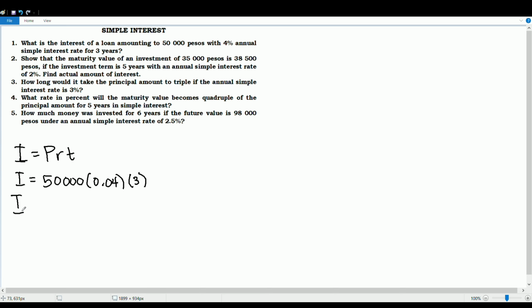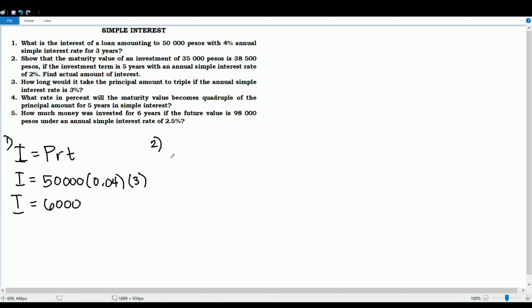Multiplying these numbers, using our calculator, we have 50,000 times 0.04 times 3. That is 6,000 pesos is the interest. That's the answer for item number 1. We're just looking for the amount of interest. Okay, so next, let's proceed to item number 2.